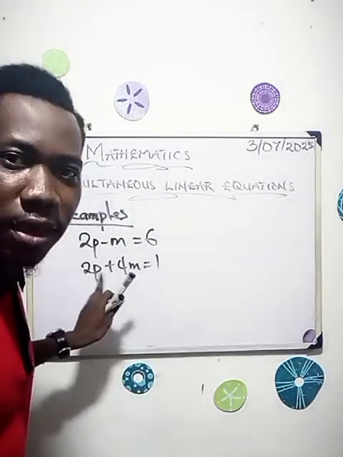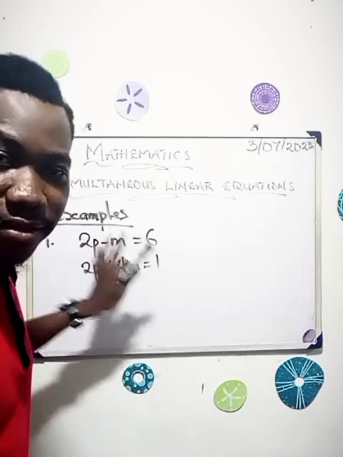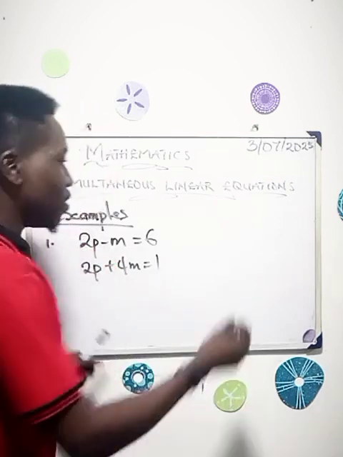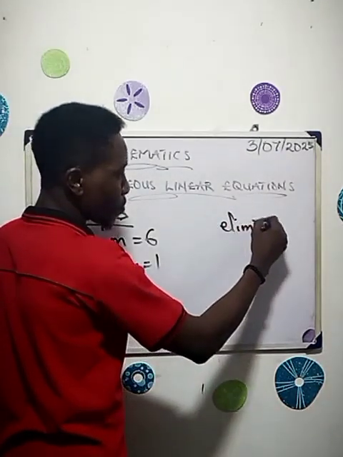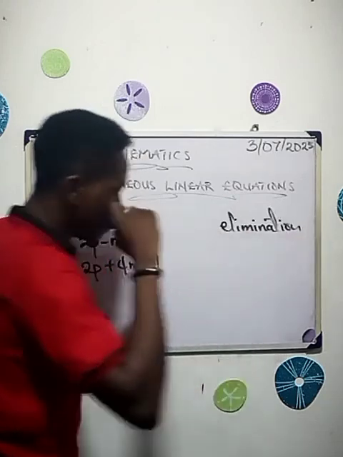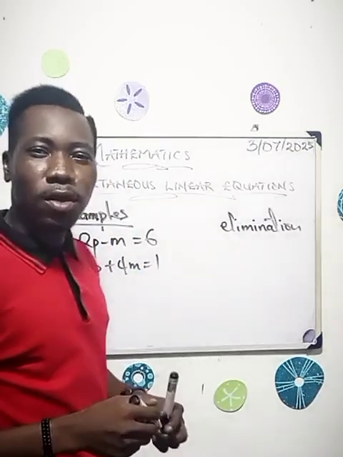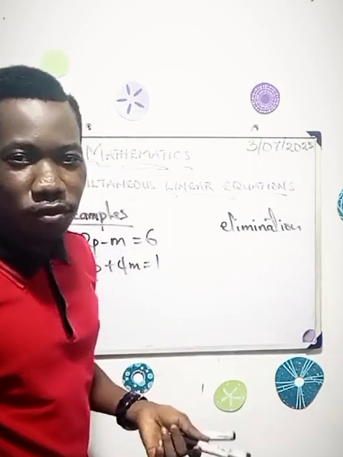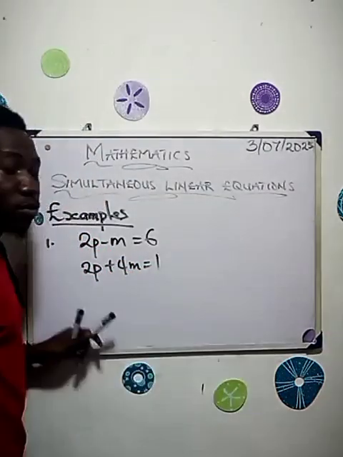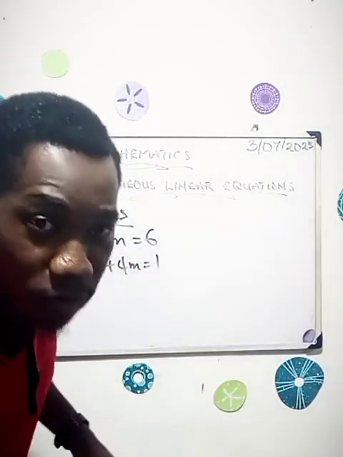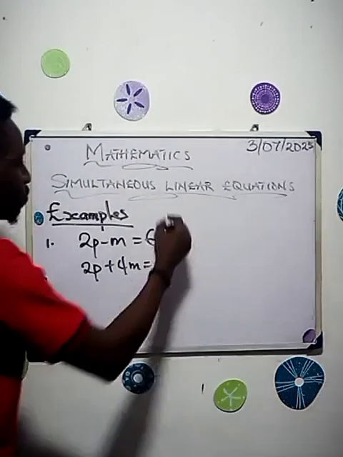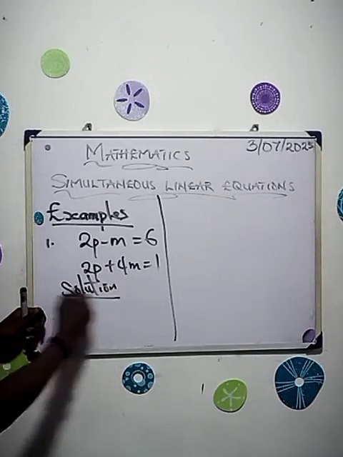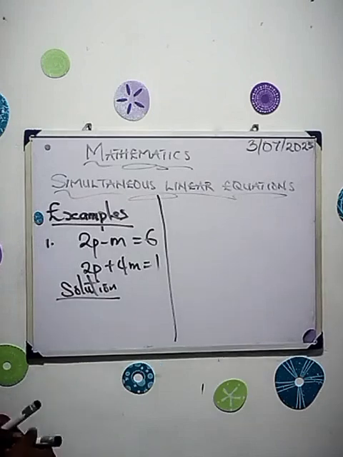So to get the value of p and also the value of m in this pair of simultaneous equations, the shorter method is actually the elimination method. Elimination is shorter than the substitution method, but you should know both of them, because you just might be asked to use the substitution method, right? So I will start with the elimination method and I will talk about the substitution method also. So now let's solve this. Solution, using the elimination method.